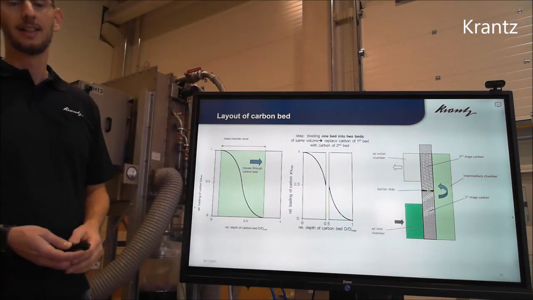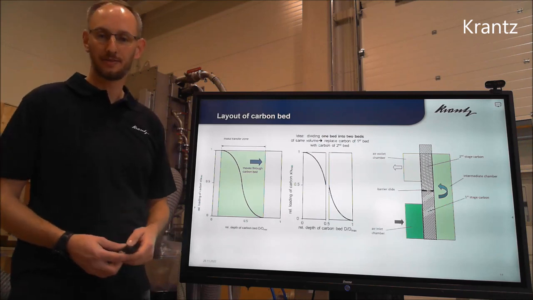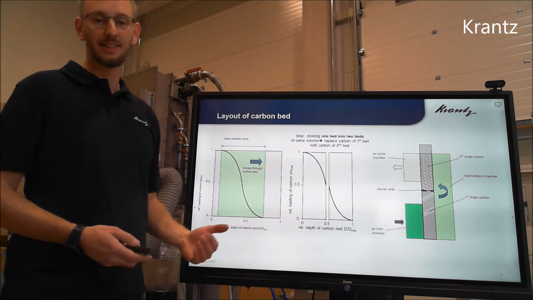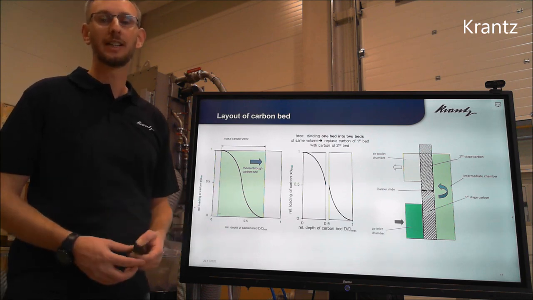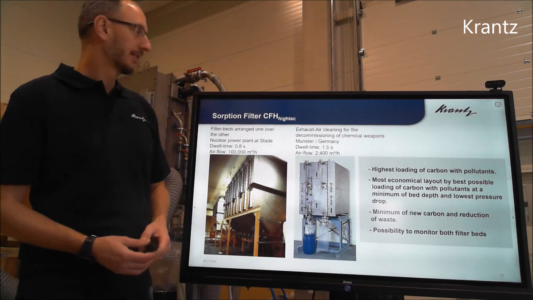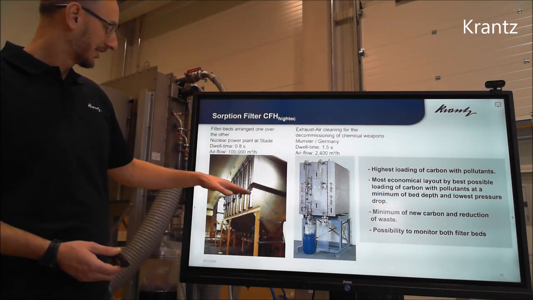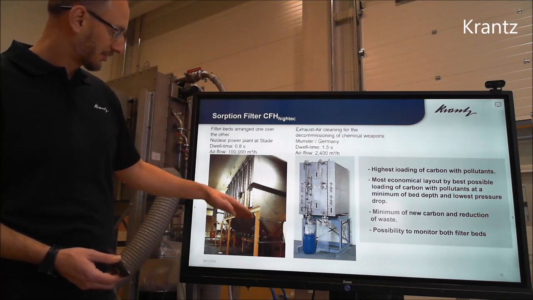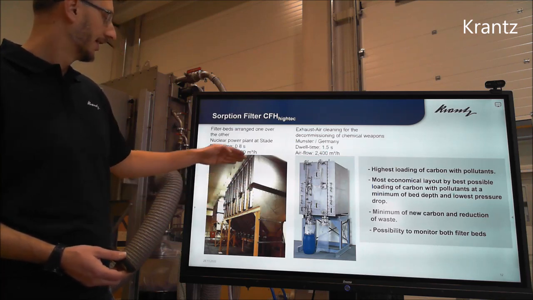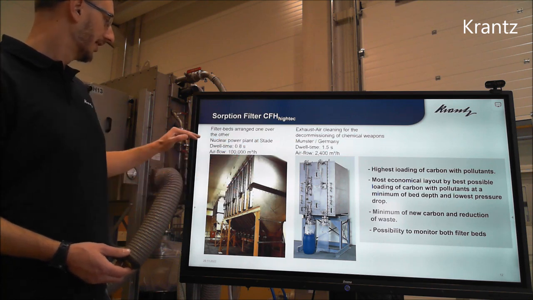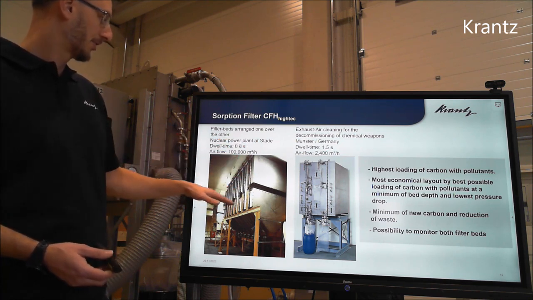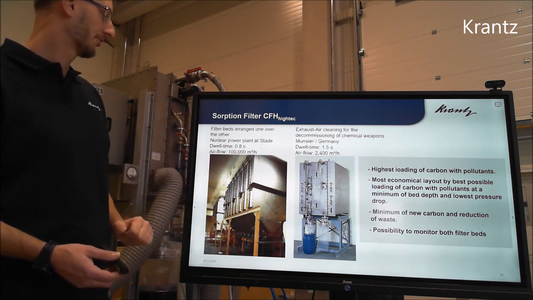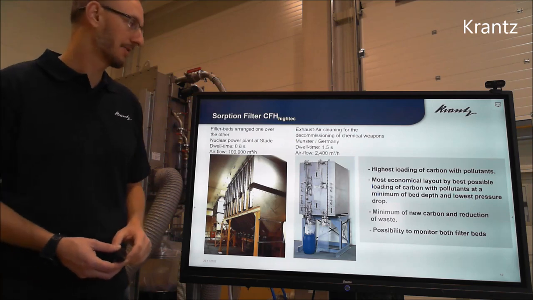So this would be a maximum saving of carbon used over the lifetime, and these systems are designed if you have to change the carbon frequently. And here you can see a typical design. So you see here both beds, in the middle are the barrier slides, and then you can just always drain the lower bed and the top bed will fall down. And you see here we achieve dwell times of 0.8 seconds, and we have here airflow in this configuration of 100,000 cubic meters per hour.